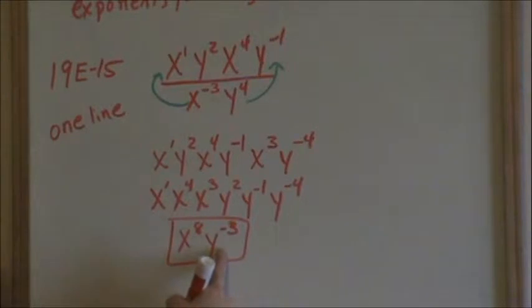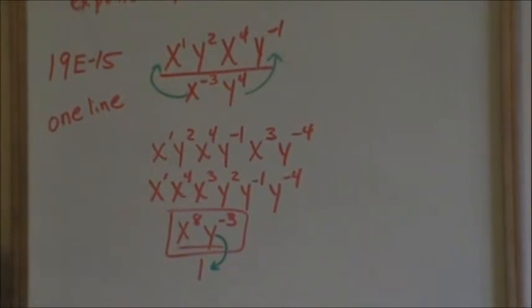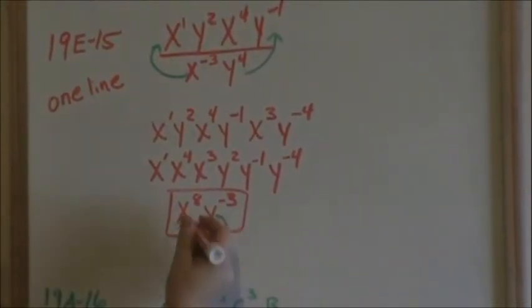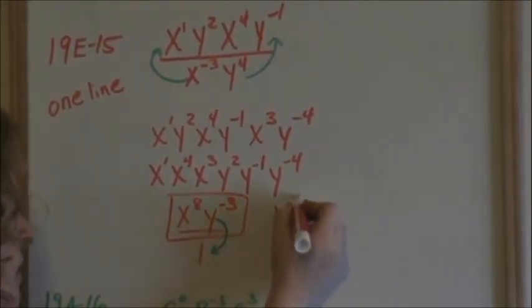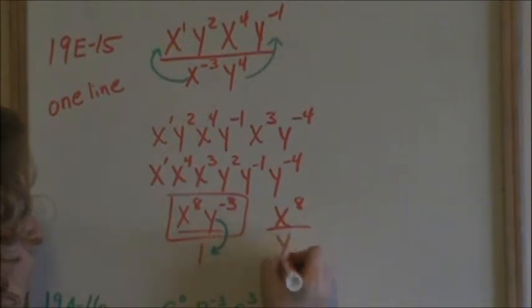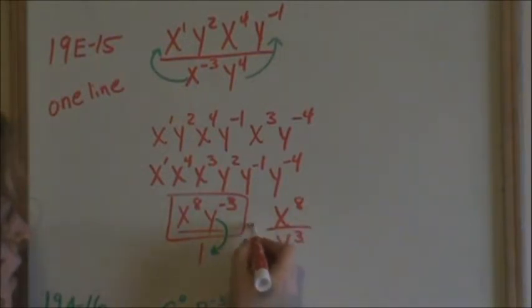Here is another option of writing your answer. If the instructions say to write with a positive exponent, remember you can make any number a fraction by putting it over a 1. If I want y to be a positive exponent, I have to change the place of it and put it down in the denominator. So this answer can be written as x to the 8th over y to the positive 3.